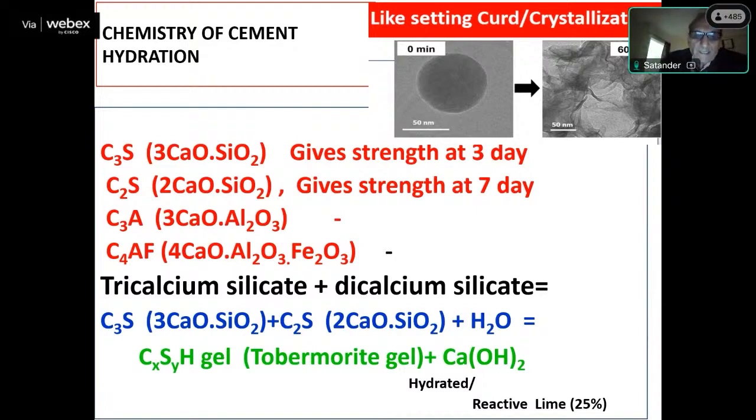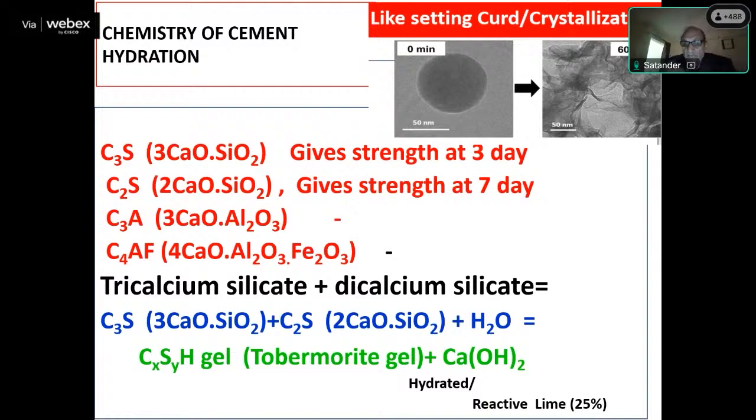What is the chemical reaction? If you try to understand, then you can understand why we use fly ash, why we use slag, why we use silica fume. Only with this reaction you can understand. When tricalcium silicate reacts with water, they form crystal of tobermorite gel. Crystals are formed, which give you this strength. This is chemical resistant. It will not react with chloride and sulfate also. The 25% lime which is generated, this reacts with chloride and sulfate.